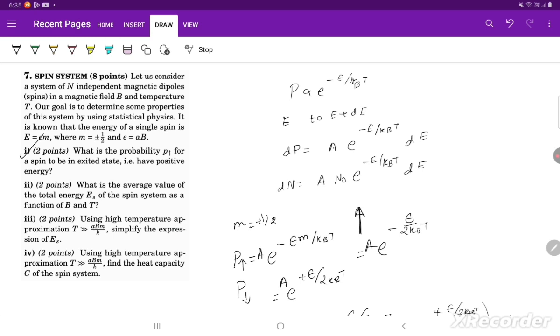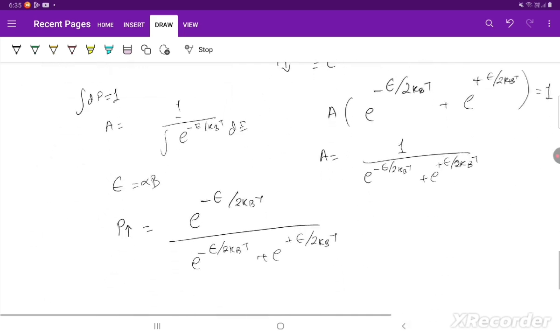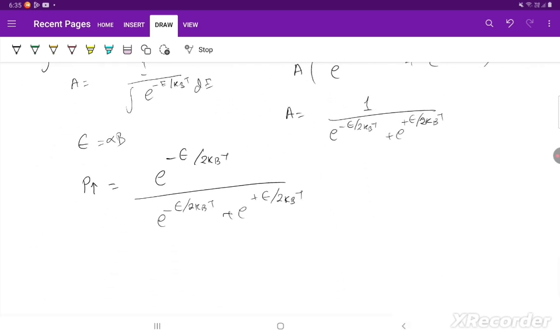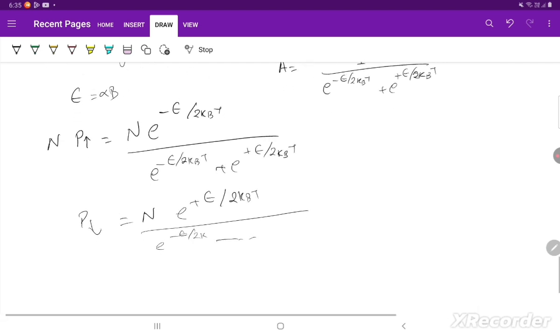The second part asks: what is the average value of the total energy of the spin system as a function of B and T? Now, the number of particles having positive spin, just multiply with N, and the number of particles with negative spin, just multiply with N again, but in this case the numerator will contain plus epsilon by 2 kBT. And the rest of the factors are the same.